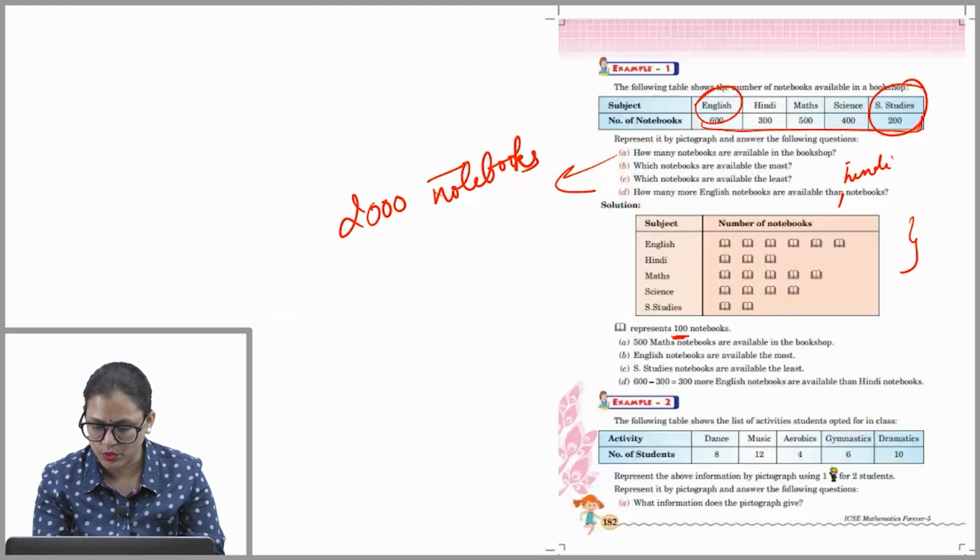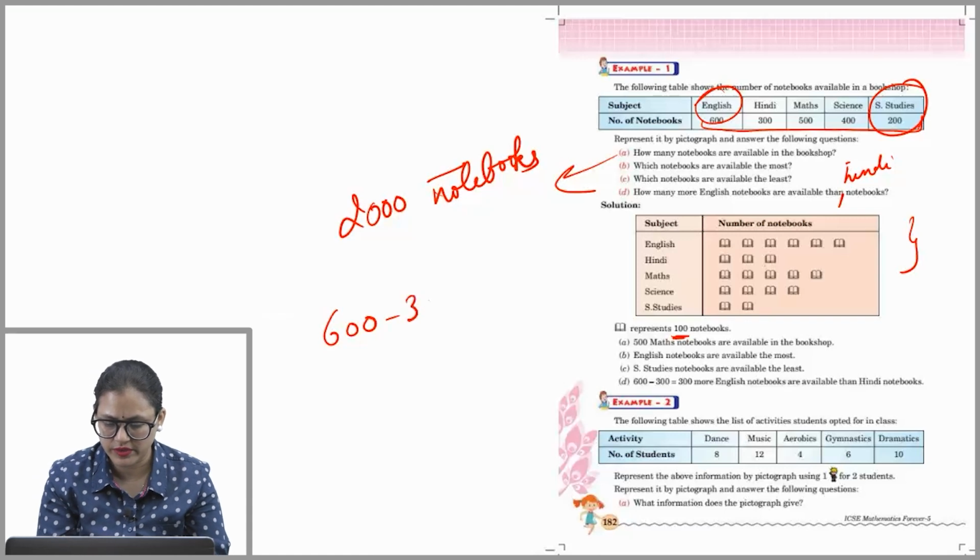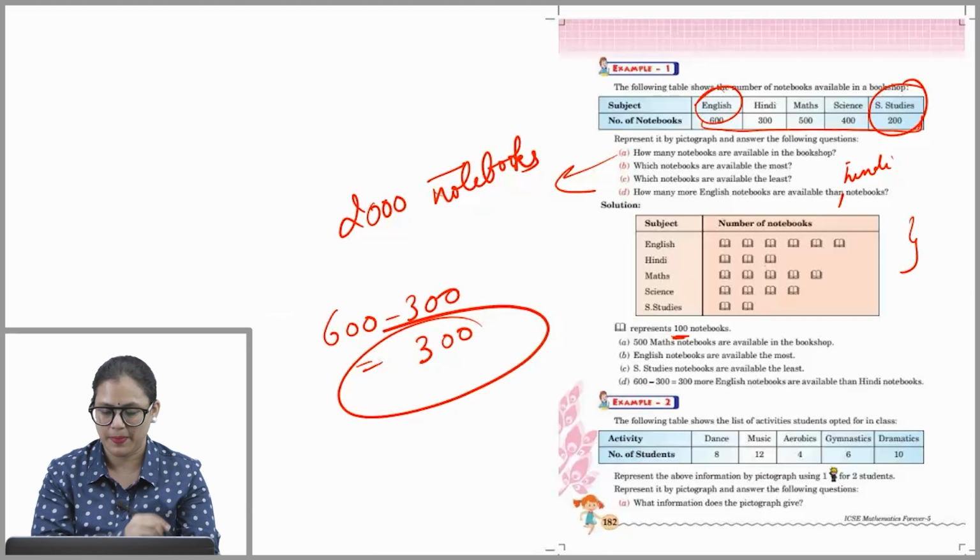And D, how many more English notebooks are available than Hindi notebooks? English notebooks are 600 and the number of Hindi notebooks is 300. We will find the difference of both. So 300.